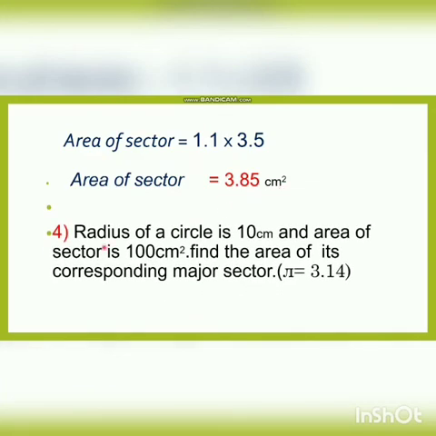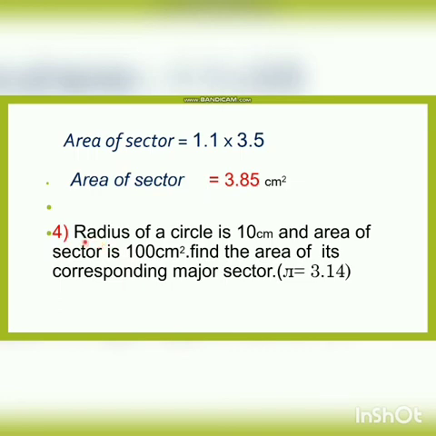Our last example, the fourth example, you can see on screen. First read the example. The radius of a circle is 10 centimeter and the area of a sector is 100 centimeter square. Find the area of its corresponding major sector. In the question, the value of pi is given, pi is equal to 3.14, and you have to use it.